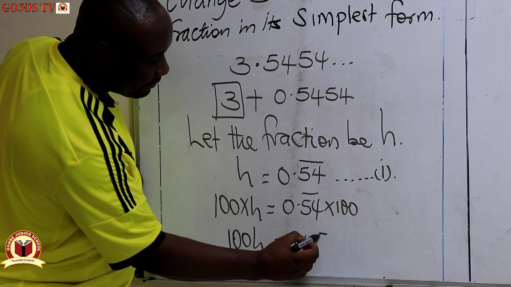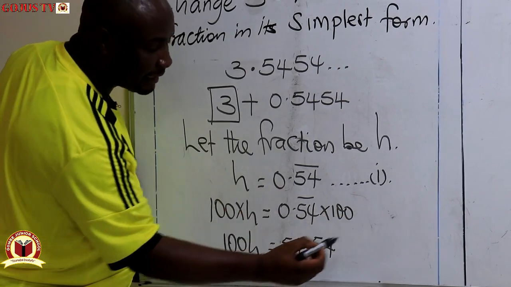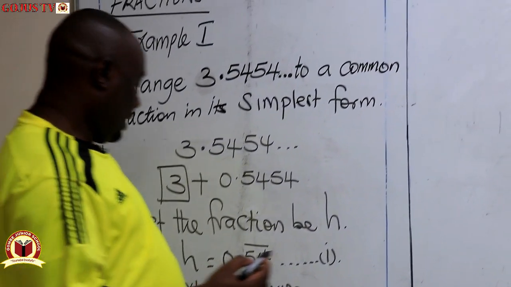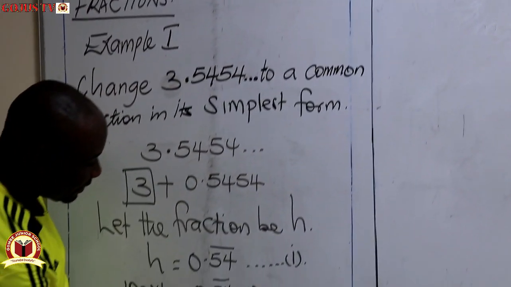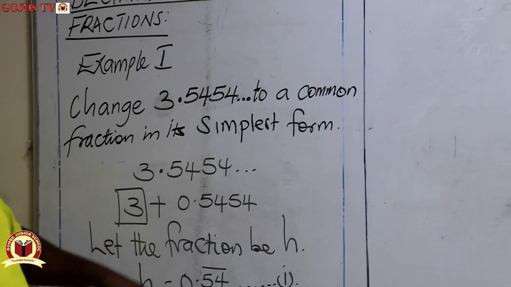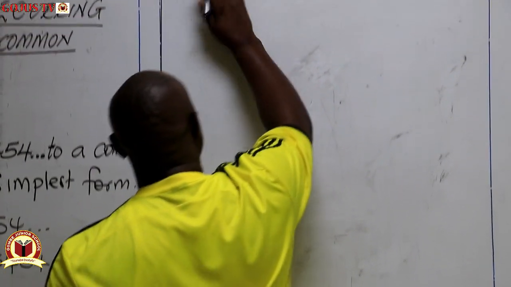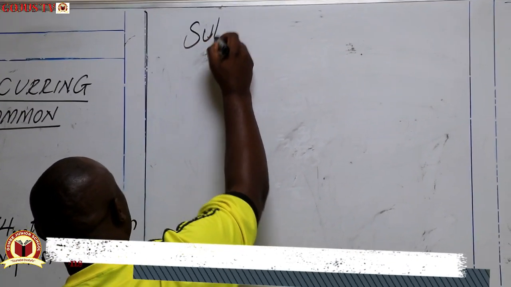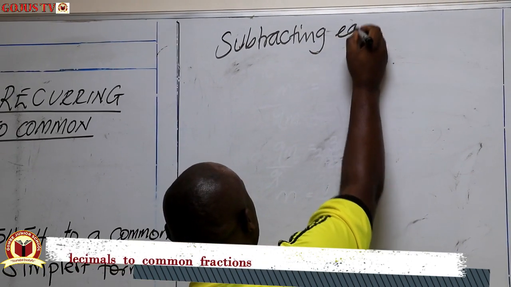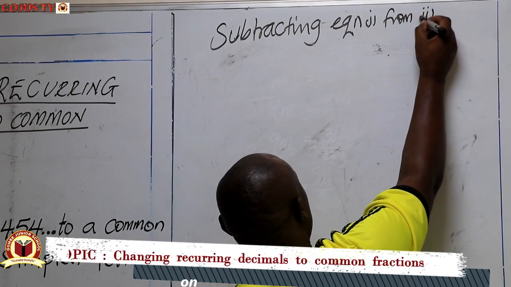54. Remember, the 54 which comes next is telling us that this decimal was recurring, and then we consider it to be recurring with a bar. 100H, which is equivalent to 54.54 recurring, is our second equation. Then H is equal to 0.54 recurring, which is our first equation. So in our next step, we shall consider subtracting the two equations, subtracting equation 1 from the bigger equation, which is equation 2.